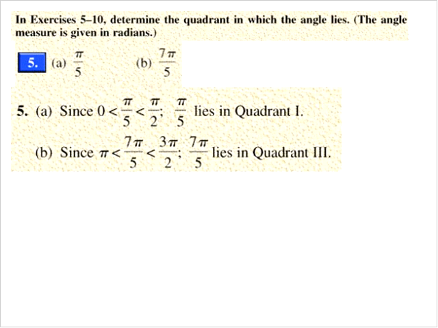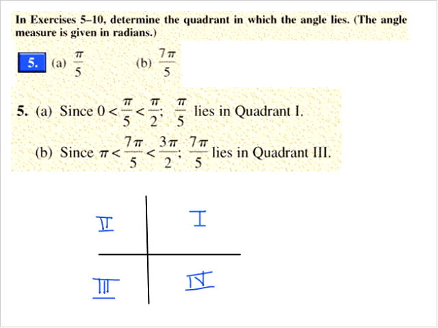Alright, let's determine the quadrant in which the angle lies. Now, if we were to look at a coordinate plane, we do have 4 quadrants. We have quadrant 1, quadrant 2, quadrant 3, and quadrant 4. I just said that if this is 0, I get pi over 2 and pi and 3 pi over 2. So we have to decide where our radians fall, between what 2 intervals.